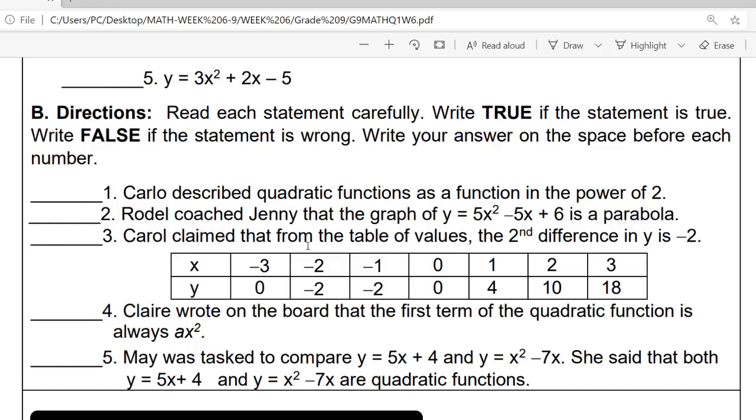Carol claimed that from the table of values, the second difference in y is negative 2. So you have to find out if the second difference is negative 2. If it is negative 2, then it's true. If it's not, then it's false. They wrote on the board that the first term of the quadratic function is always ax squared. Is it true or false? May was tasked to compare y equals 5x plus 4 and y equals x squared minus 7x. She said that both are quadratic functions. Is it true or false?